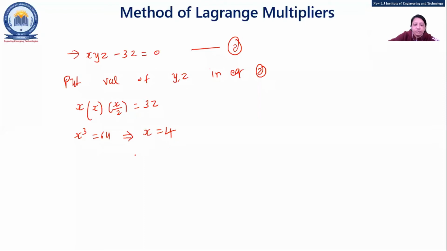Fine. Now y equal to x, so that implies y equal to 4 also, and z equal to x by 2, so z equal to 2. So my x, y, z dimensions are 4, 4, 2. You have to write this, because in the example it will be asked to find out the dimensions. Fine. So x, y and z are 4, 4 and 2.